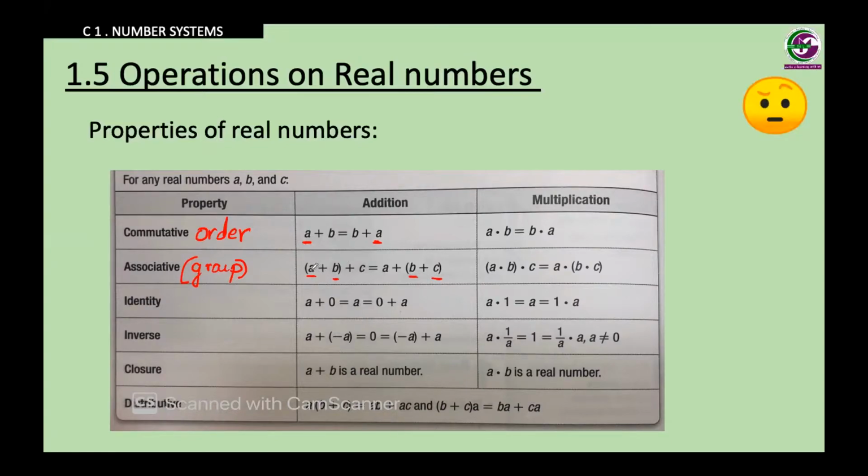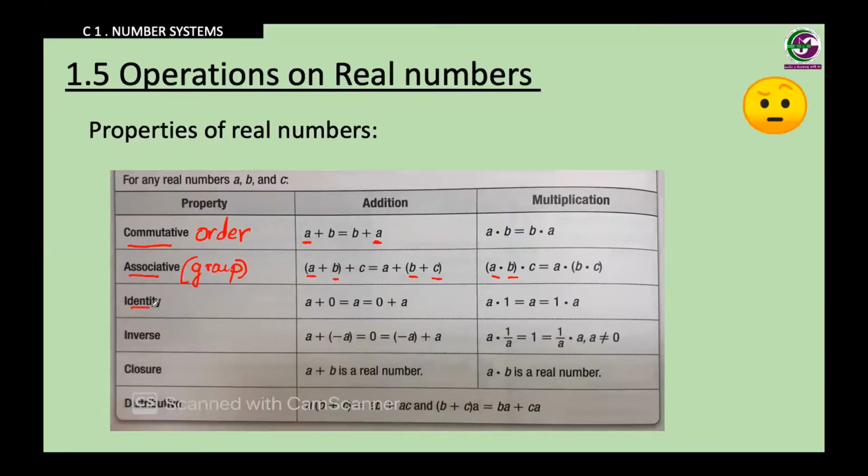Look at this example, 2 plus 3 plus 5, which is 10. Again, 2 plus 3 plus 5 is also 10. Same works with multiplication also. But the main thing is you have to understand the meaning of associative and the meaning of commutative. Again, commutative means switching or changing the order. Associative means changing the group.